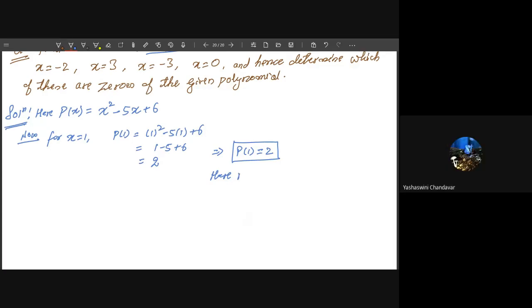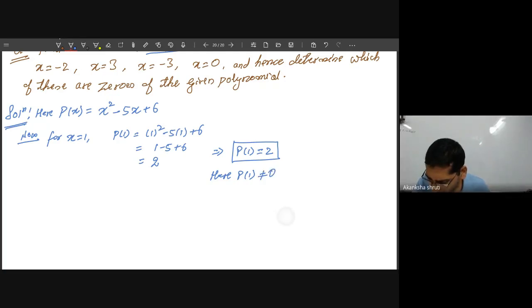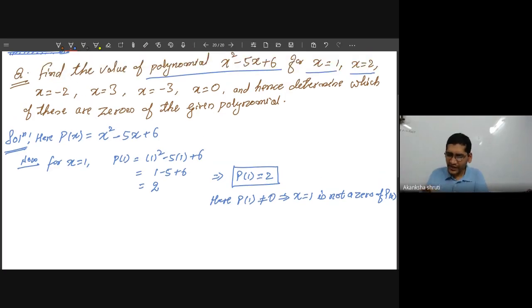Here P of 1 is 2. It is not coming as 0. So this implies x equals 1 is not a zero of this polynomial P of x. This statement you have to write. So you just calculate the value of P of x. Then if that value is coming as 0, you can say yes, it is a zero. If not, then it is not a zero.